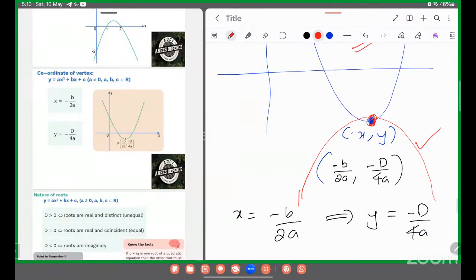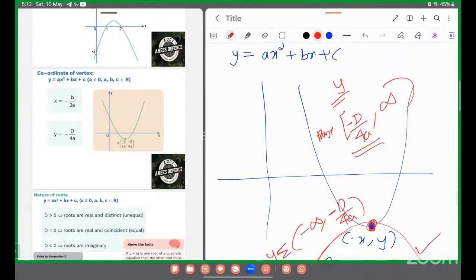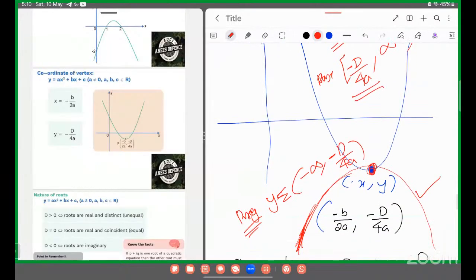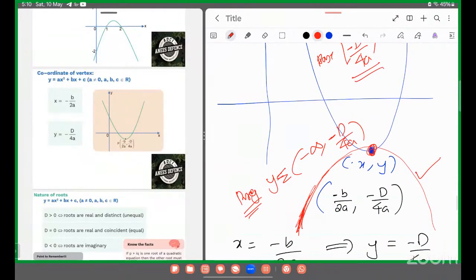In this particular downward graph, the range can be represented as y belongs to minus infinity to minus d by 4a. That means anything from minus infinity to minus d by 4a is possible for y. And in the upward case, anything from minus d by 4a to plus infinity is possible. So depending on the shape of the graph, minus d by 4a is a minimum point or a maximum point.